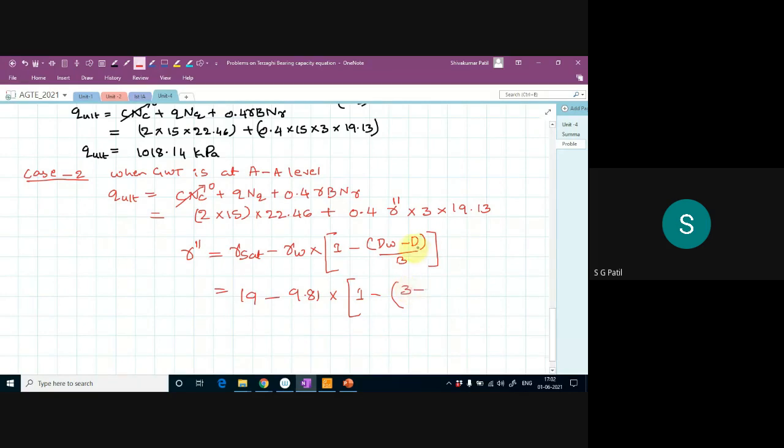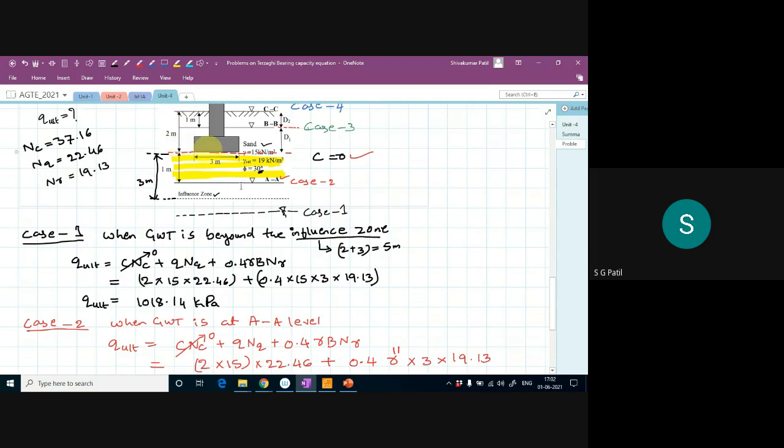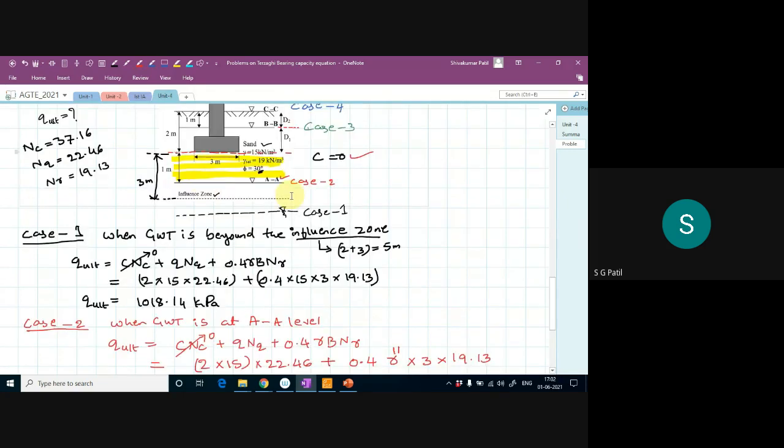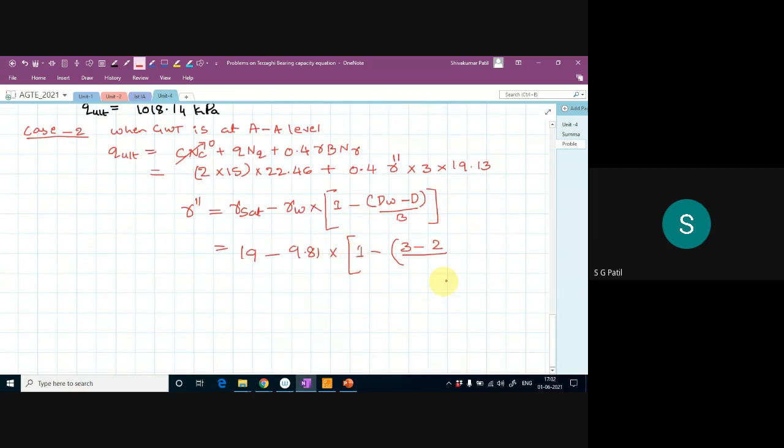So 3 minus your depth of footing. What is the depth of footing here? 2 meter. Divided by the width of footing. What is the width of footing here? Width of footing is 3 meter. Tell me how much you will get for gamma double prime. 12.46. Very good. 12.46 kilonewton per meter cube.